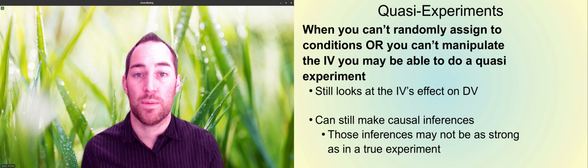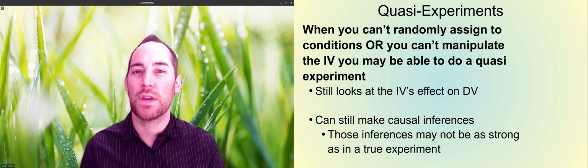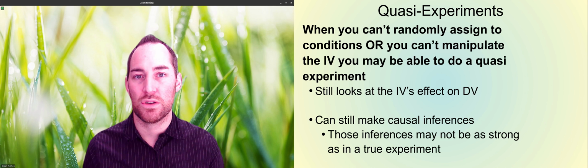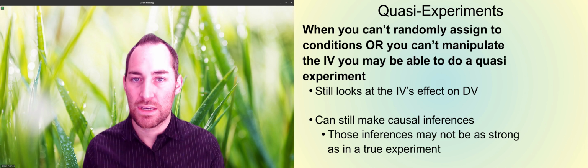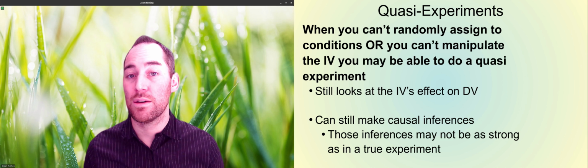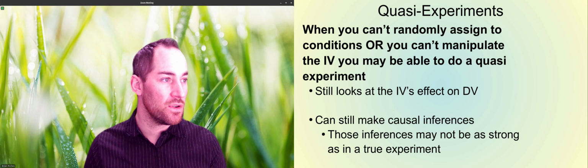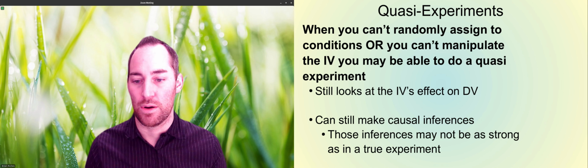So quasi-experiments are a little different. So we've talked about these before, but when you can't randomly assign things to conditions or you can't actually manipulate something, you still might be able to do a quasi-experiment. So you're still trying to look at the independent variable's effect on the dependent variable, and you can still make causal inferences. It's generally just not as strong of evidence as a full true experiment.